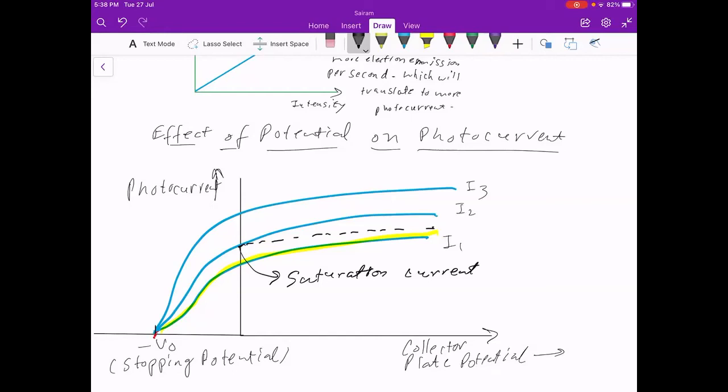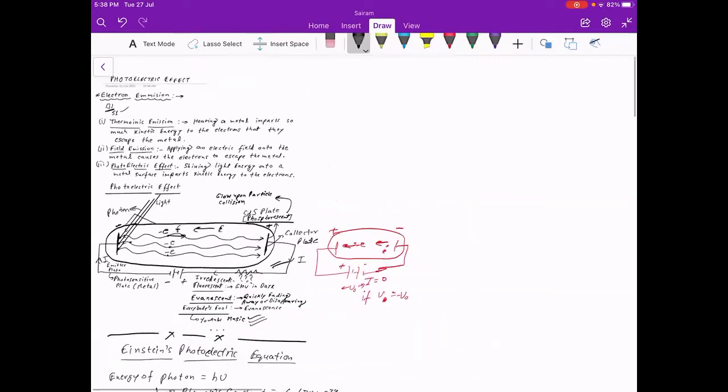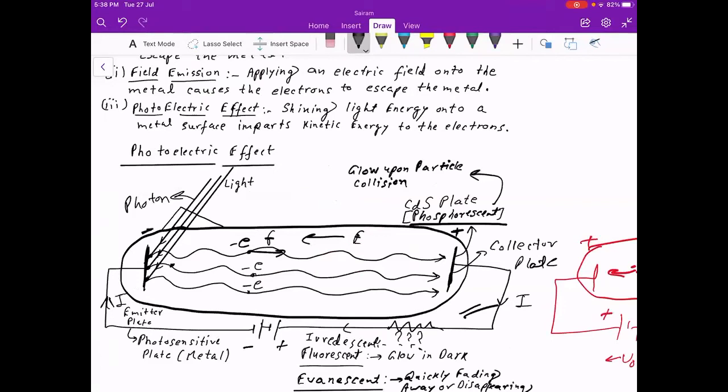See, I'll explain. Electrons that are coming out of the emitter plate are actually limited by the frequency of light. No more electrons can come out after a certain threshold. So if no more electrons can come out after a certain threshold, then definitely you can have no more electrons on the collector plate. You have actually utilized all of them which came out.